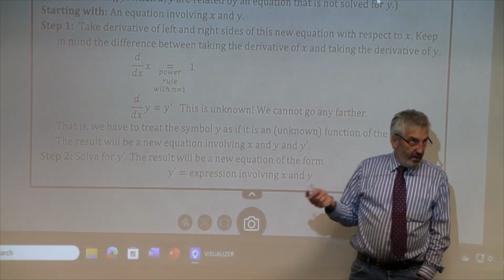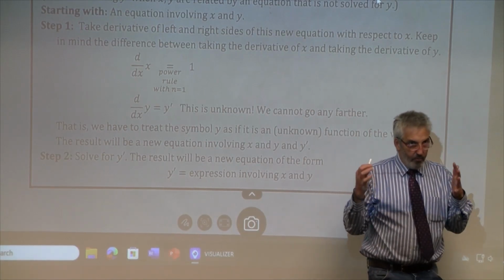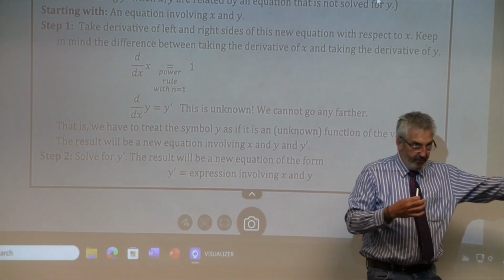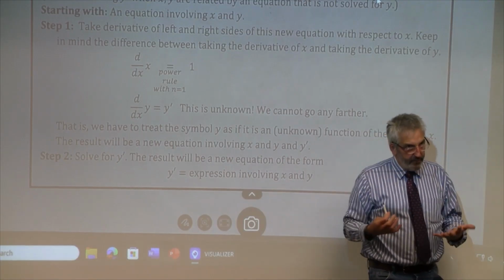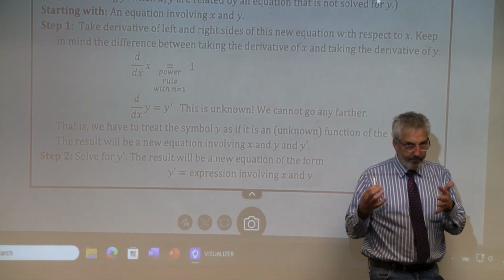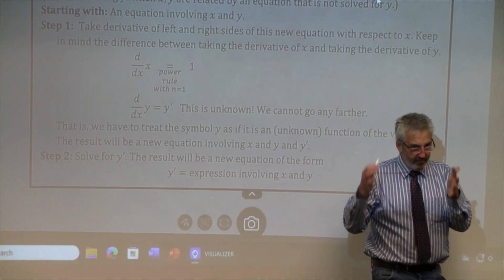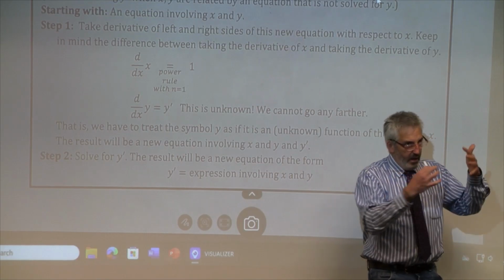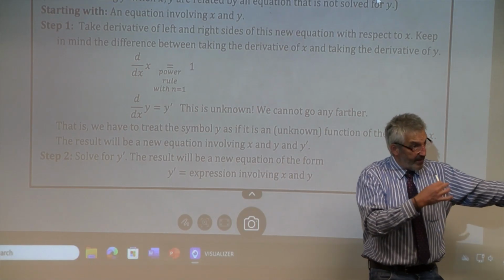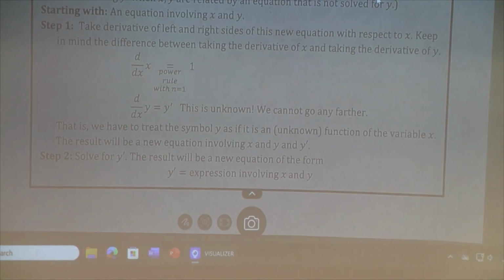So the thing is, you start with an equation that is not of the form y equals a bunch of stuff involving x. So when you find the derivative, you're also not going to end up with a derivative expression that just says y prime equals a bunch of stuff involving x. You're going to end up with an equation that says y prime equals a bunch of stuff involving both x and y. So it's going to be kind of a weird new thing.